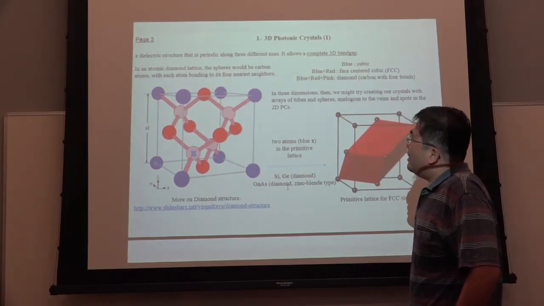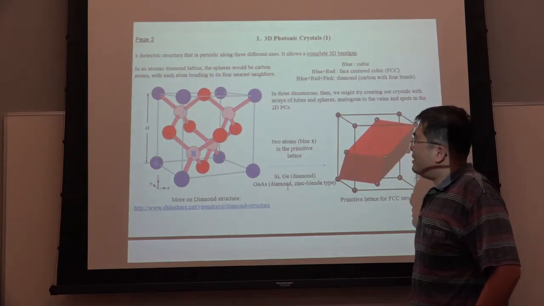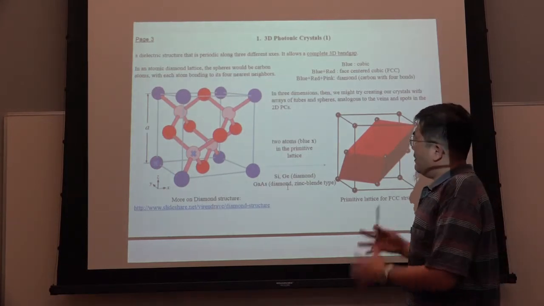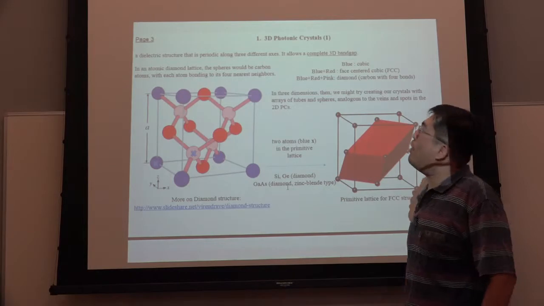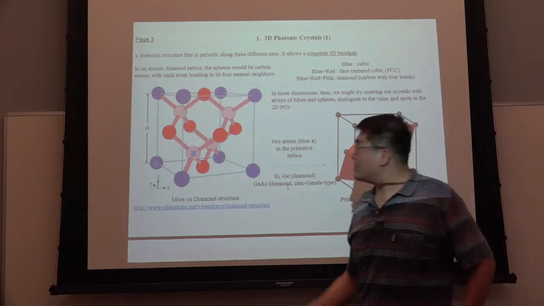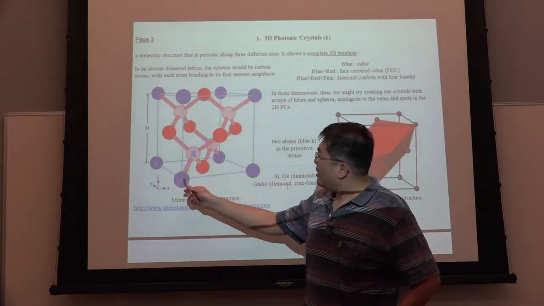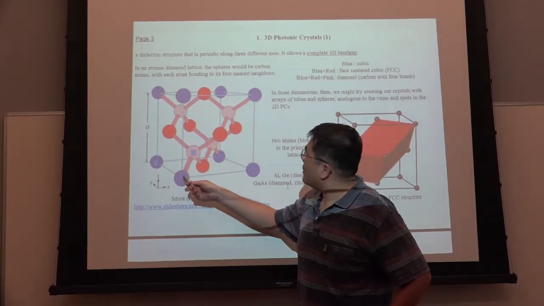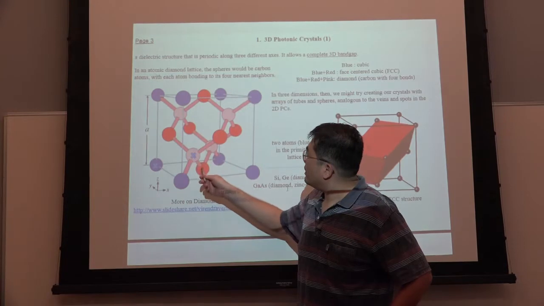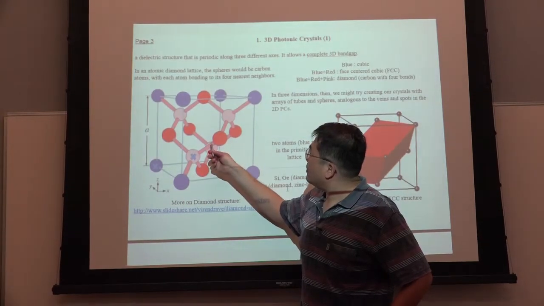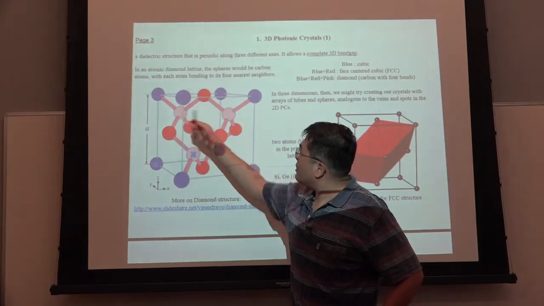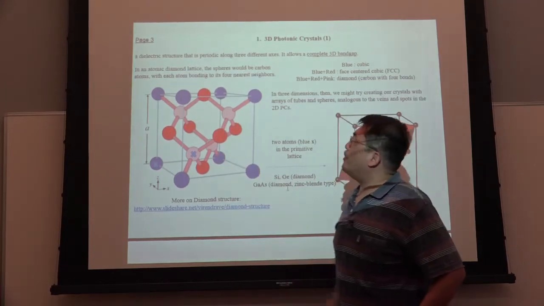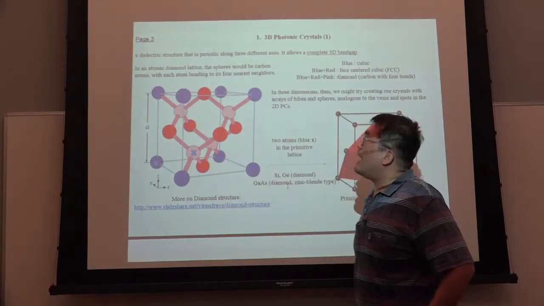So diamond is just 2 FCC lattices, and we shift one FCC lattice along the (1/4, 1/4, 1/4) direction. You can see that here we shift. This we shift by 1/4, this we shift here. Put them together. This is a diamond lattice.